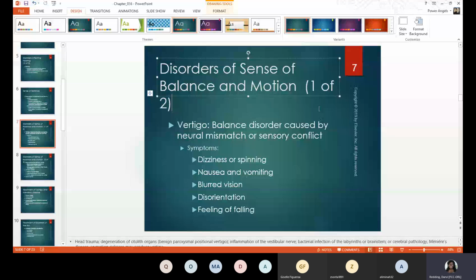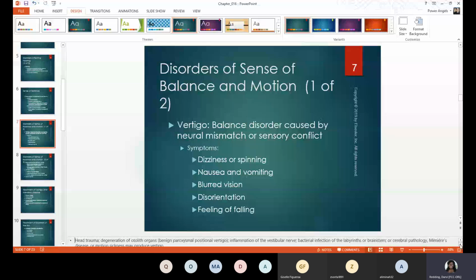So head trauma, degeneration of otolith organs, or even inflammation of the vestibular nerve, or bacterial infection of a brain stem or cerebral pathology, or even motion sickness. All of those things could also produce vertigo.